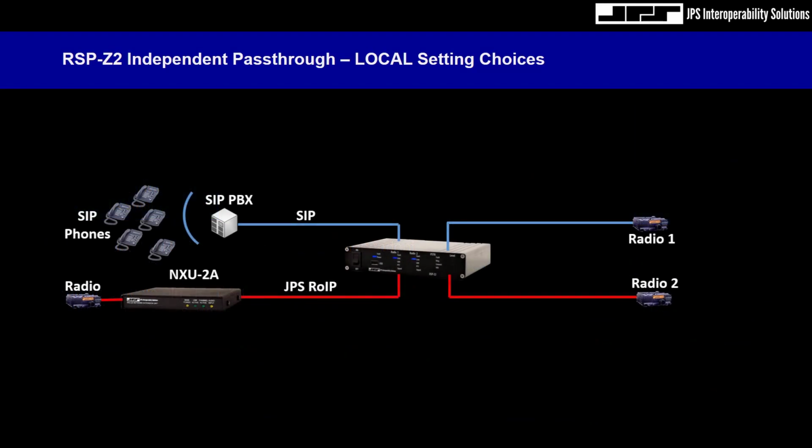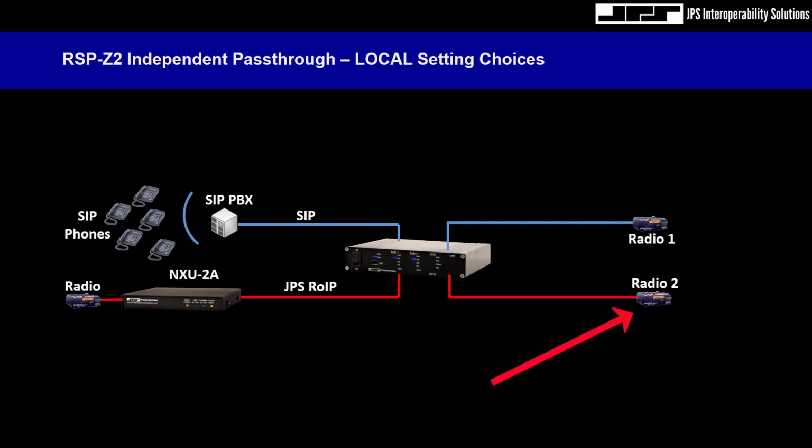Here's a pictorial that shows the same thing as what we've been seeing. You have radio 1 on the blue path going through the Z2 to be converted to SIP, and it's connected to a SIP PBX as an example, and all the extensions out there can call each other, or they can dial the extension of the SIP capability that goes back to the Z2 and connects to the radio. So just simply dialing 100, for example, on the SIP side could connect you to the radio.